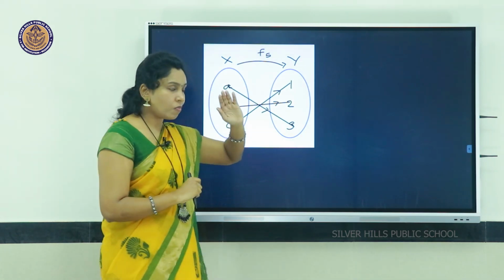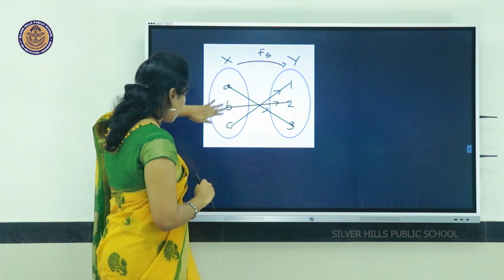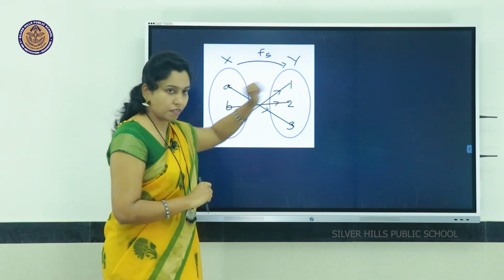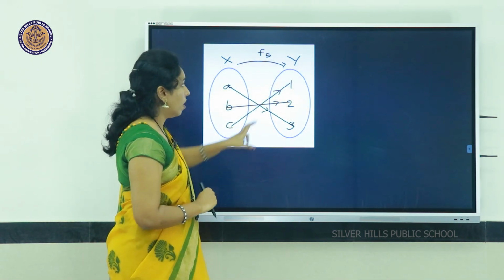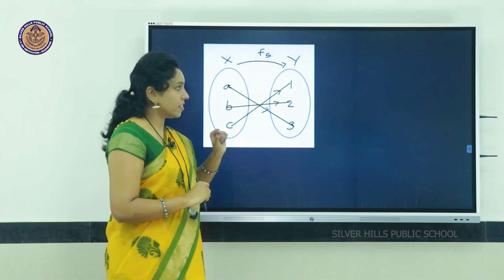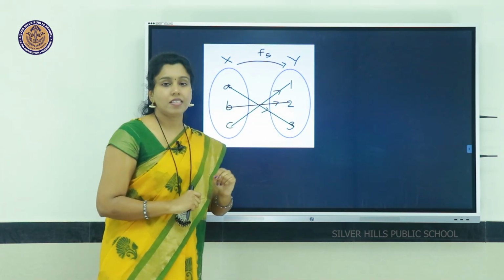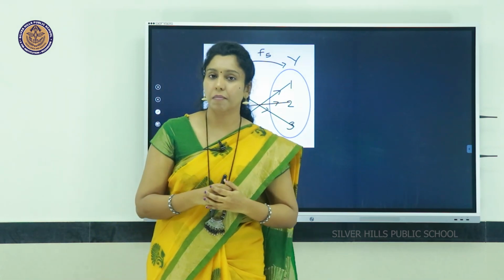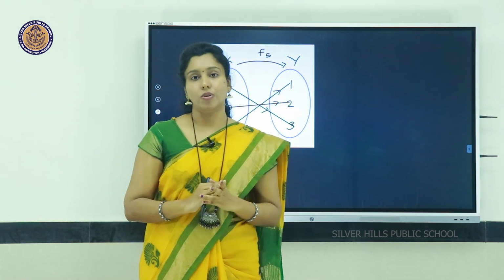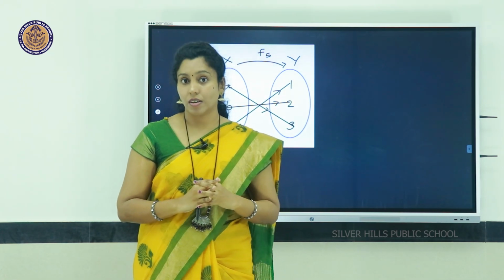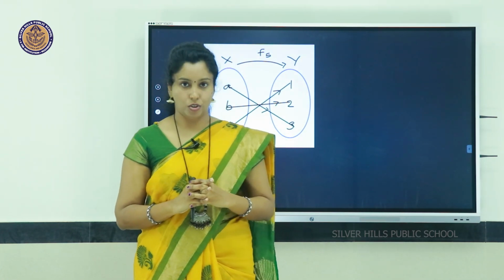So when it is 1-1, it's a first set. Different members go to different members. So it is 1-1. Coming to onto, concentrate on the second set. Every element in the second set has a pre-image. So this function is 1-1 and onto. So we call the function a bijective function.